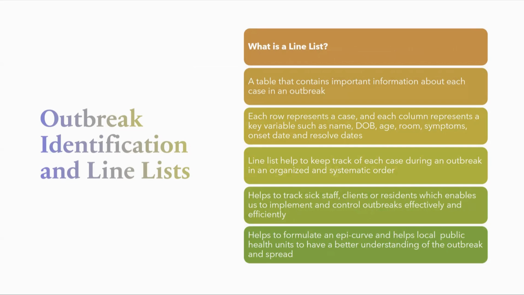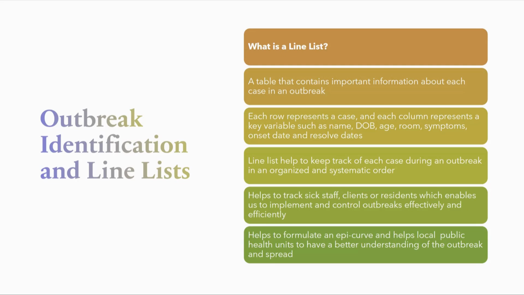So if public health does get involved, or maybe if we have someone within an organization who's a really good IPAC person, and when I say really good, I mean they're like, hey, let's formulate an epi curve to really get a full understanding of what's happening here. That line list has to be built properly. It's the table that contains important information about each case in the outbreak. Each row represents a case. Each column represents a key variable such as name, date of birth, et cetera, resolve dates. Line lists help to keep track of each case during an outbreak as well.